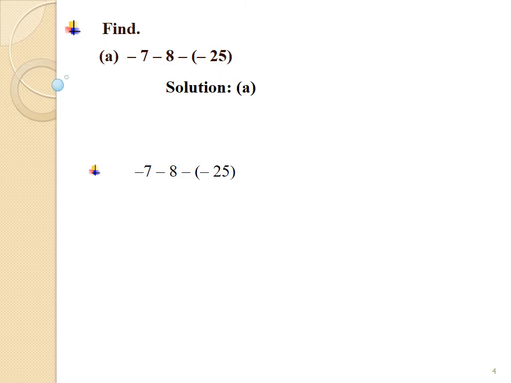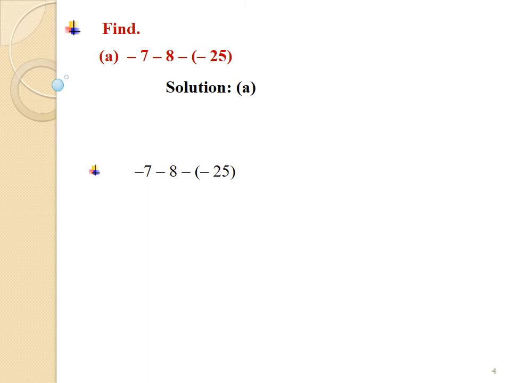Question number 4. Find the sum A: minus 7 minus 8 minus 25. Students, in this sum, there are 3 integers. They are minus 7, which is a negative integer, 8, which is a positive integer, and minus 25, which is a negative integer. As after minus 7, a subtraction sign is given, and also after 8, a subtraction sign is given, this sum is based on subtraction of integers.